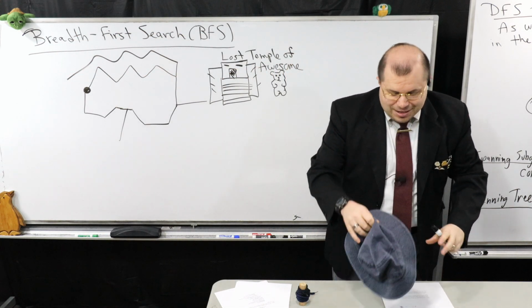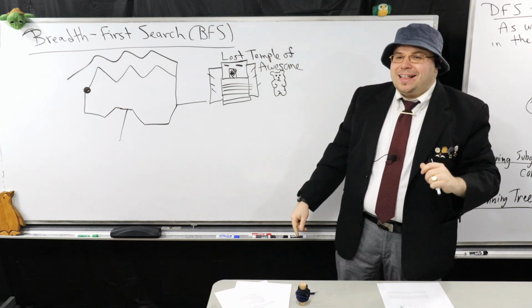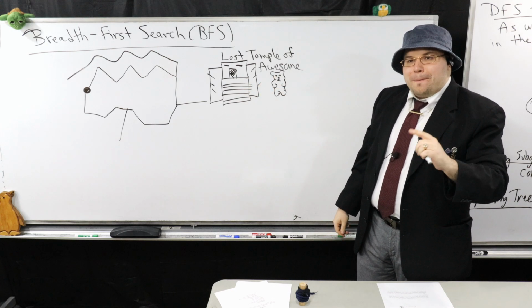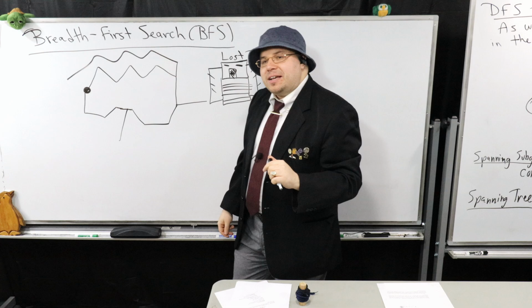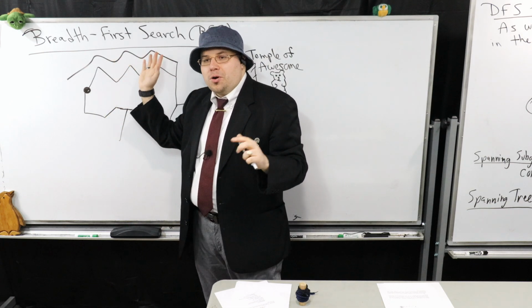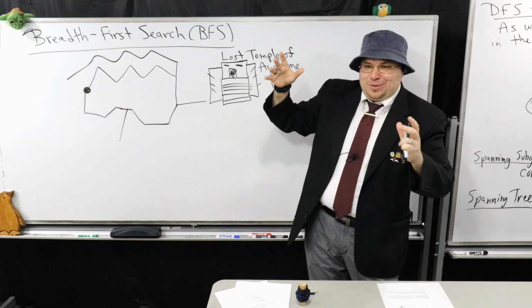So I'm going to go on a little bit of a journey here. Here we go. I'm going to go on a journey to find the Lost Temple of Awesome. Now, we talked about one way I could potentially do this if I imagine this like a graph, where I took these pathways and I formed, say, for example, a graph, using those edges to represent it.